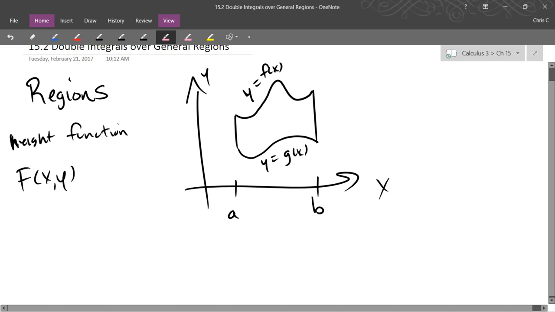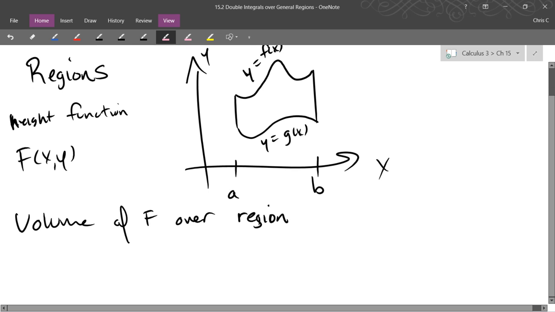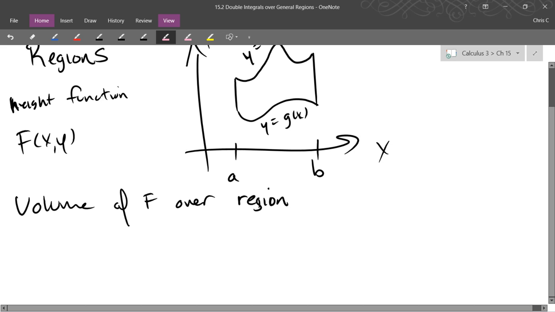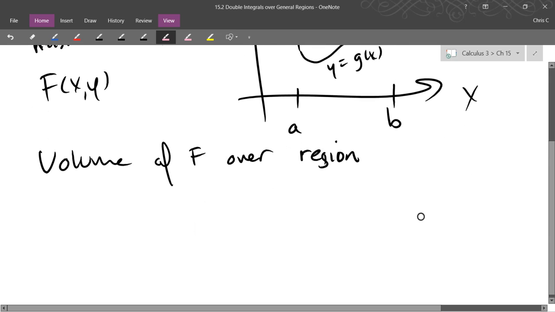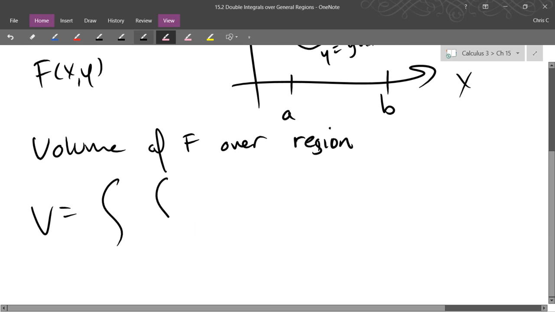So I want the volume of F over this region. I just drew the base of the region. The height, who knows what that looks like, just some big F function. We'll start out with something sort of similar to what we did before. I don't know the order yet, so I'm just going to write dA.